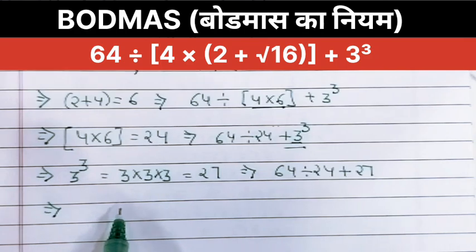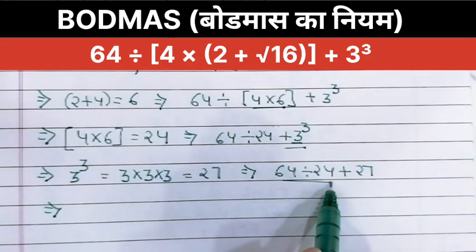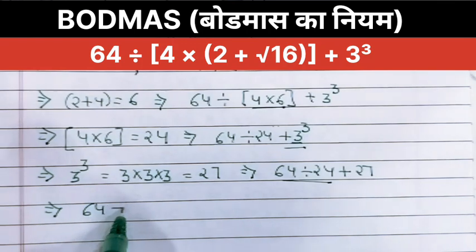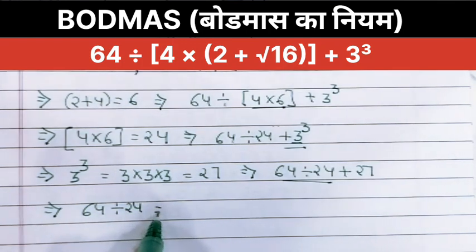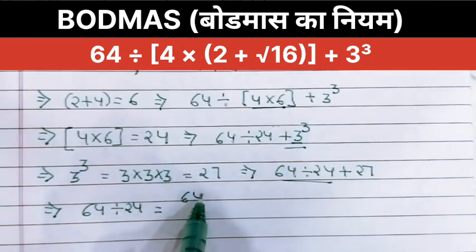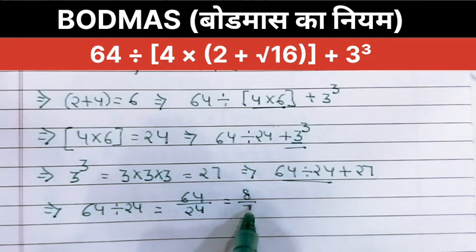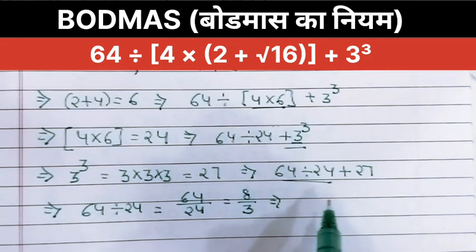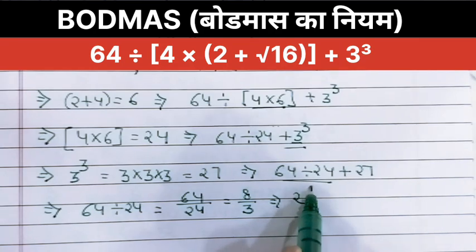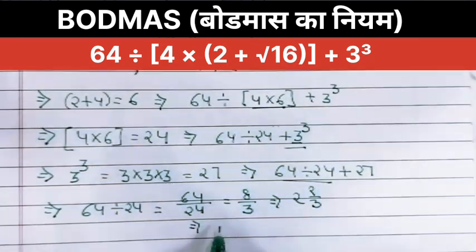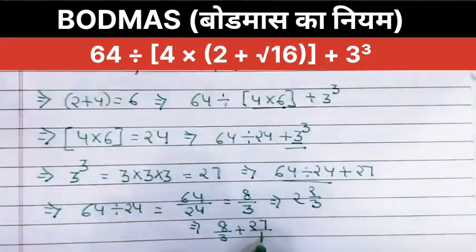Now the next step, perform division. Division must be executed before addition. Now there is a division: 64 divided by 24. We can also write it like 64 upon 24. After cutting the values, we'll get 8 by 3. And we can also get the answer in mixed fraction, 2 and 2 by 3. So now the expression becomes 8 by 3 plus 27 upon 1.